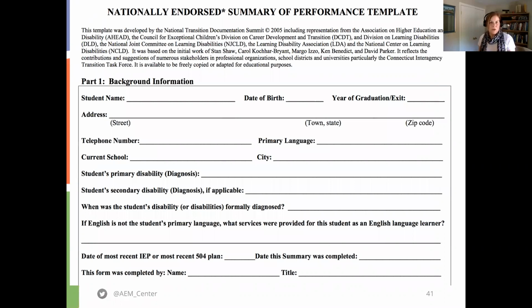Those are just a few, because I wanted to give you an idea of the credibility of this template and why it's worth seeking out, bringing it back to your teams, and taking a look at it. If you're not already using a summary of performance for students, which I know many schools are not, start with this one. If you already have a summary of performance template that you're using, check out the nationally endorsed one and see if there are some ways that you can strengthen the template that you're currently using.